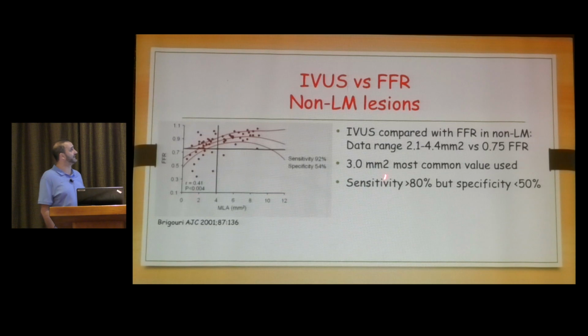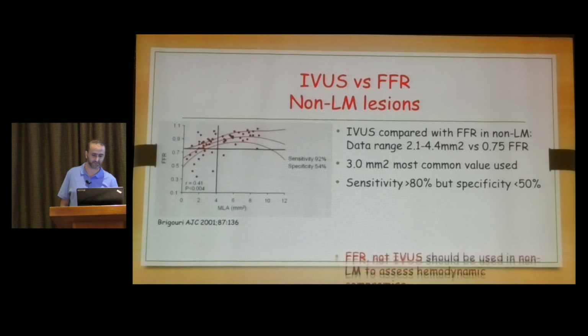What about using IVUS in non-left main lesions, LAD, RCA, left circumflex vessel? This is the data looking at that. Comparing FFR with non-left main lesions, there is no good correlation. An FFR of 0.75 corresponds to between 2.1 and 4.4 millimeters square. The common value we use in our practice is 3 millimeters square area. Less than that indicates hemodynamically significant using IVUS. But again, it is more than 80% sensitive, but only less than 50% specific, meaning it is not a great tool to assess non-left main lesions.